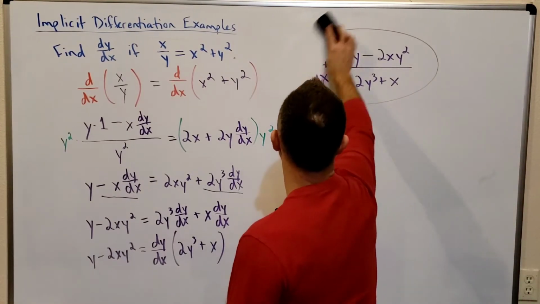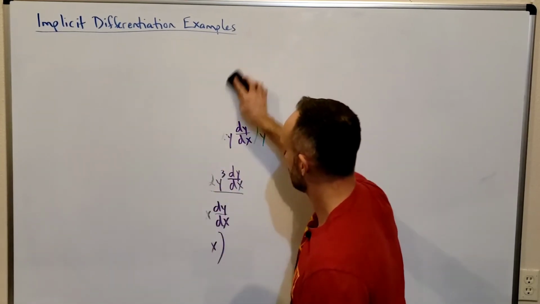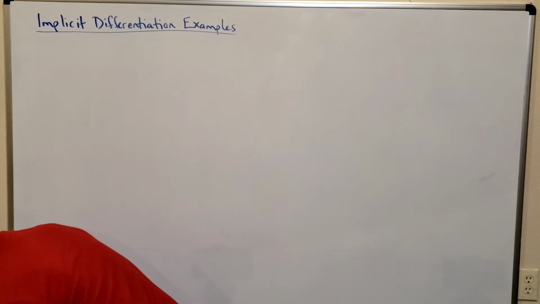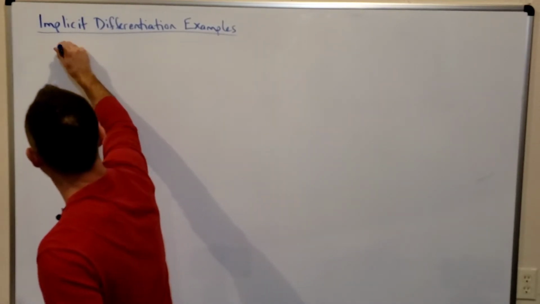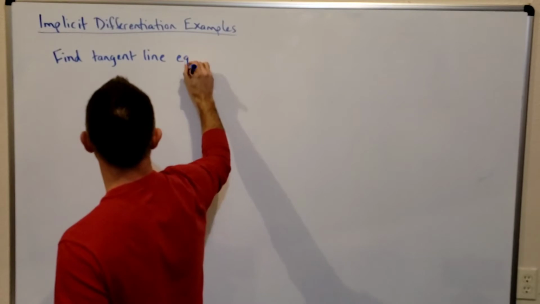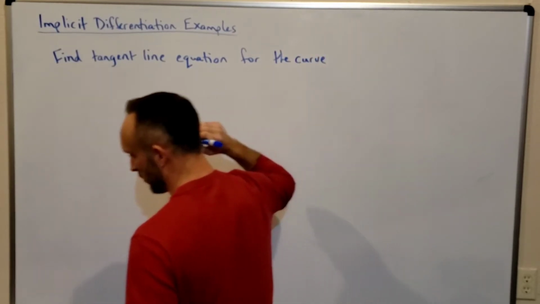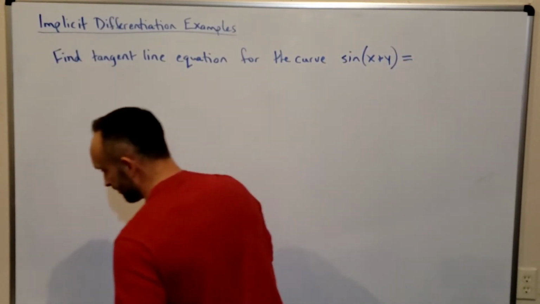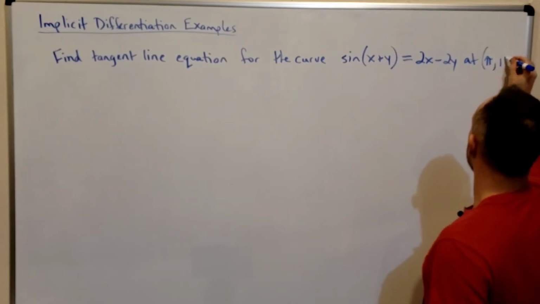We have time for a couple more examples here. All right. Let's find the tangent line equation for the curve. The tangent line equation for the curve sine of x plus y equals 2x minus 2y at the ordered pair pi, comma, pi.